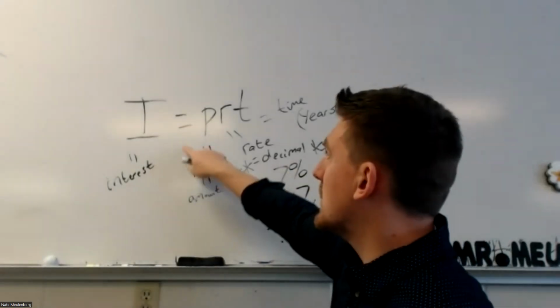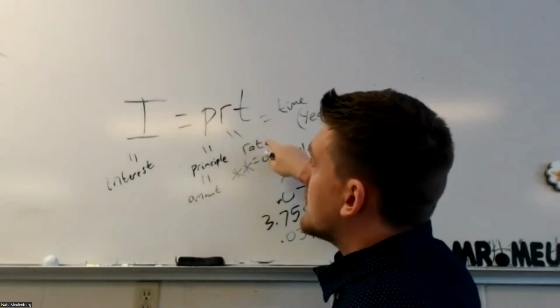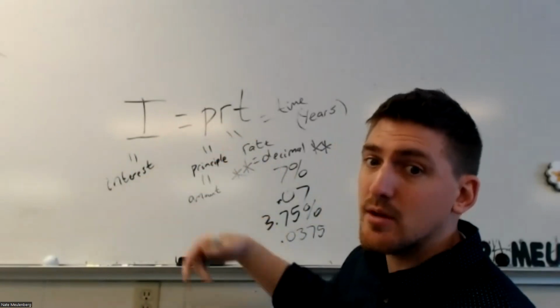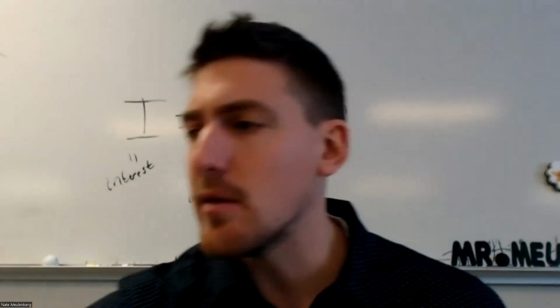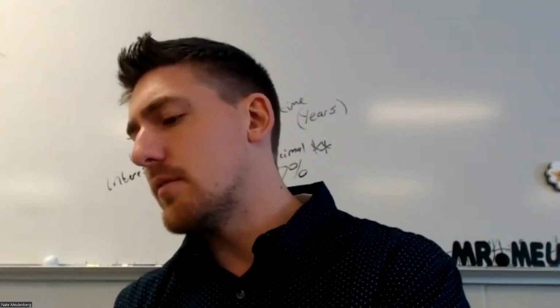So I, interest, equals P, principal, times R, rate, times T, time. And all this does is spit out the amount of interest you're paying over this time, or that you're getting over this time. Okay, let's do an example together. Look at your handy dandy worksheet, which Reagan is going to come on up and grab for herself and for Charity.